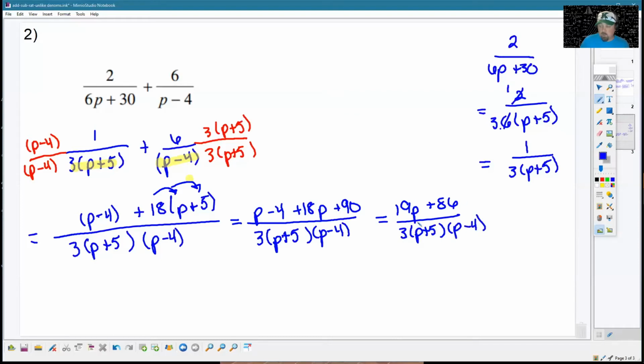So now we need to look for common factors in this. 19's prime, so that's not going to work. So we're done. That one's factored all the way down. There's nothing else we can factor out of the top to cause anything to cancel on the bottom. That's all she wrote with that one. So just remember, factor your fractions first, get common denominators, then combine the tops.